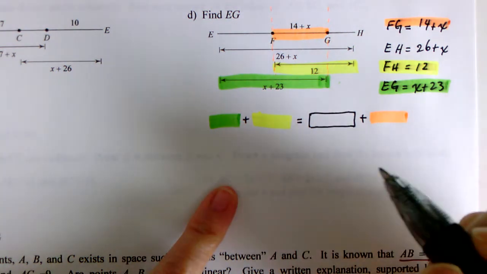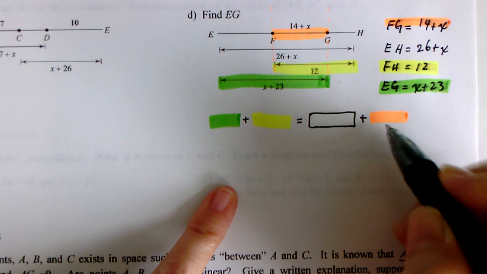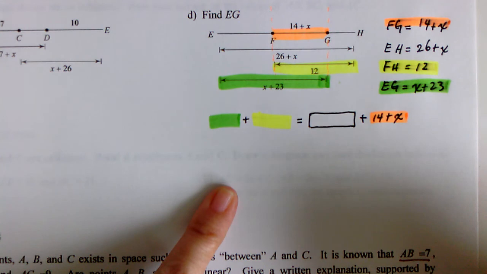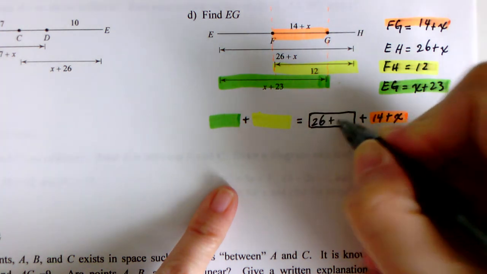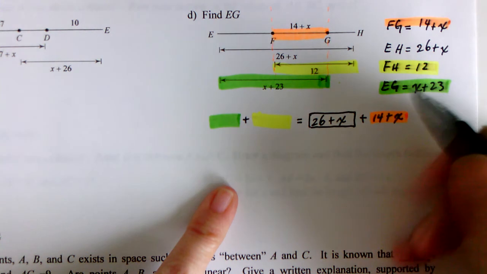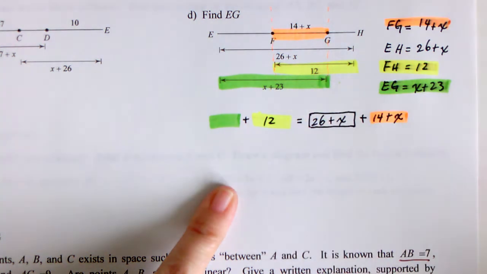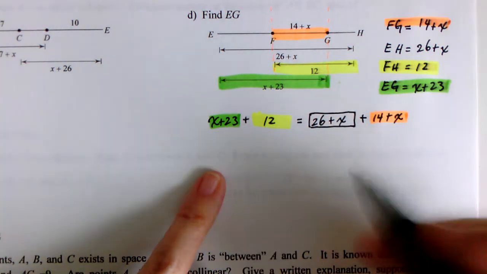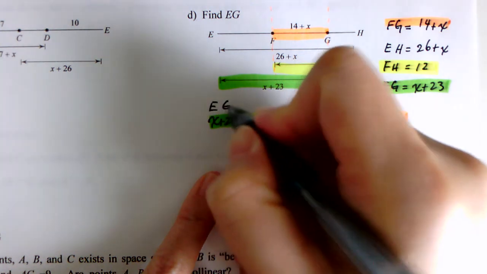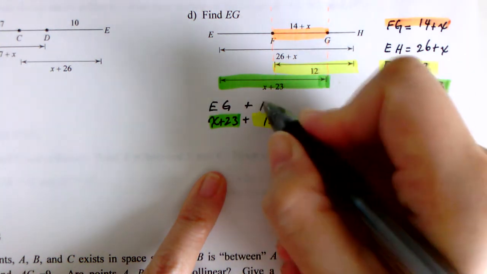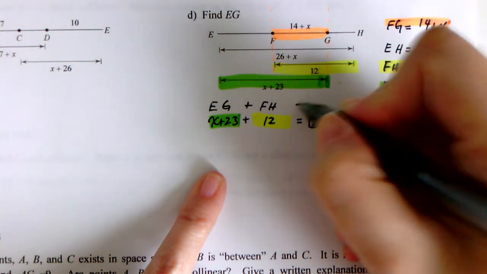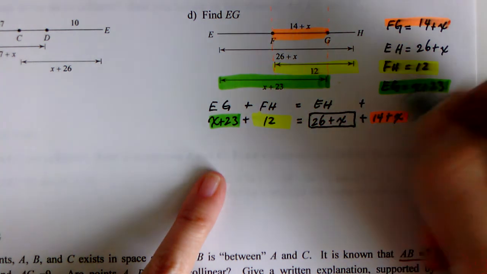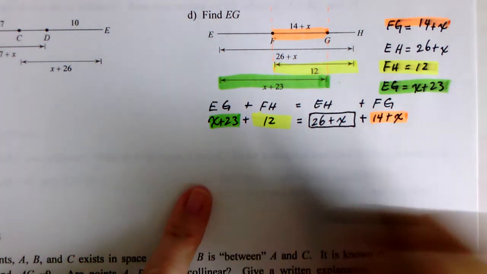So again, FG is the orange piece right here. I could fill it in: 14 plus X. And then EH is 26 plus X. FH is 12. And then EG is X plus 23. Again, when I add EG with FH, I kept saying that wrong, it really equals the whole segment, EH, and a little bit more. How much more? The orange piece, FG. So that's how we come up with the equation.